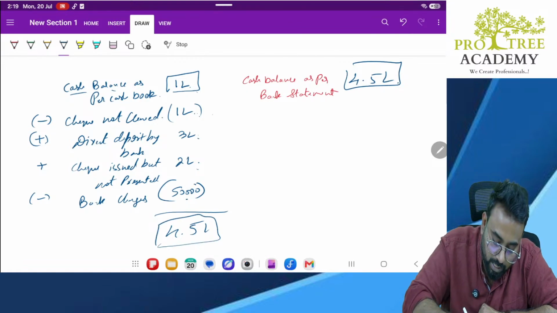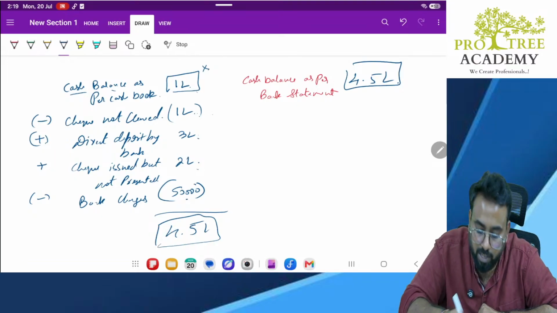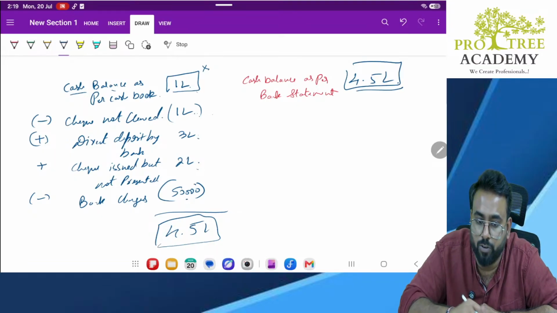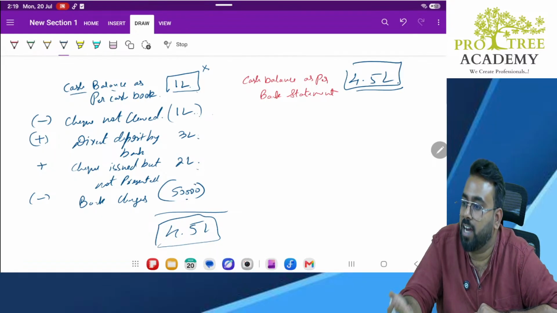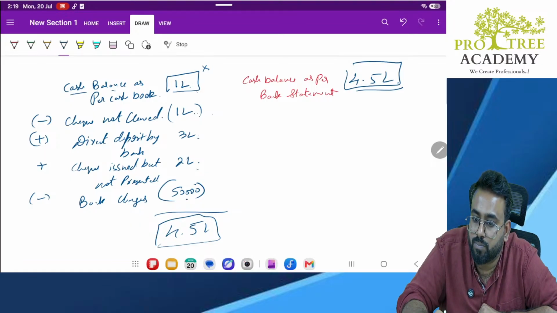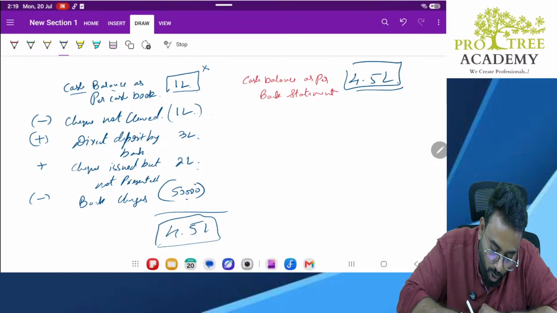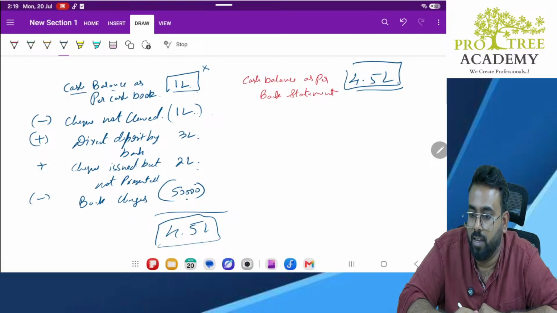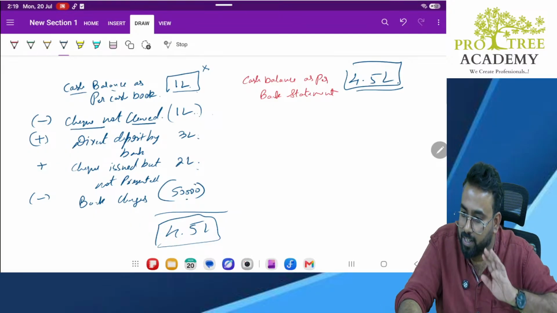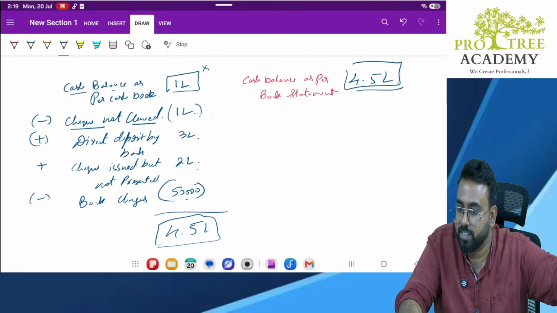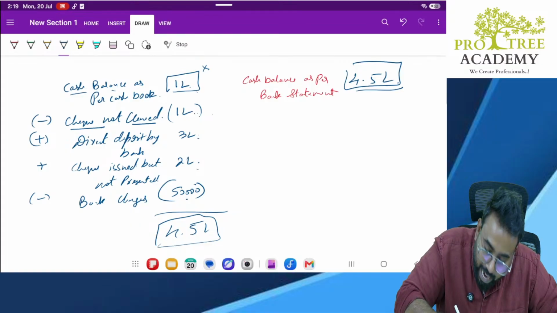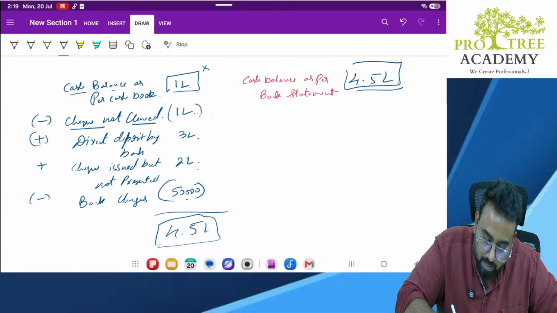Now, suppose, sir, cash balance was not given. We want to start from bank balance. Then what would you have done? Now, exactly opposite. Check not yet cleared: the bank would not have recorded it, but the cash book will have recorded it. Yes or no? So what will we do here? Add check not cleared.